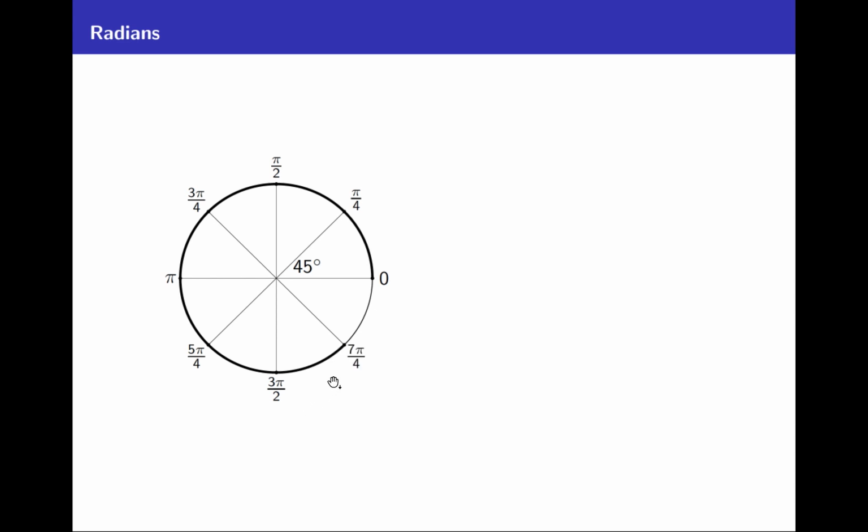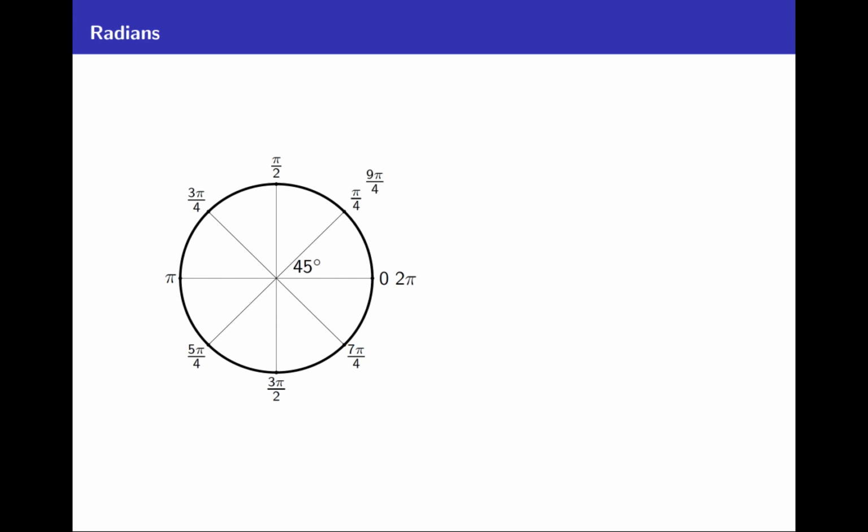Add another pi over 4, we're at 7 pi over 4. 1, 2, 3, 4, 5, 6, 7 pi over 4s. And finally, we complete the circle by going an additional pi over 4. 7 pi over 4 plus another pi over 4 is 8 pi over 4, or 2 pi. You've come all the way around the circle. Its circumference is 2 pi. 2 pi radians is the same as 360 degrees.